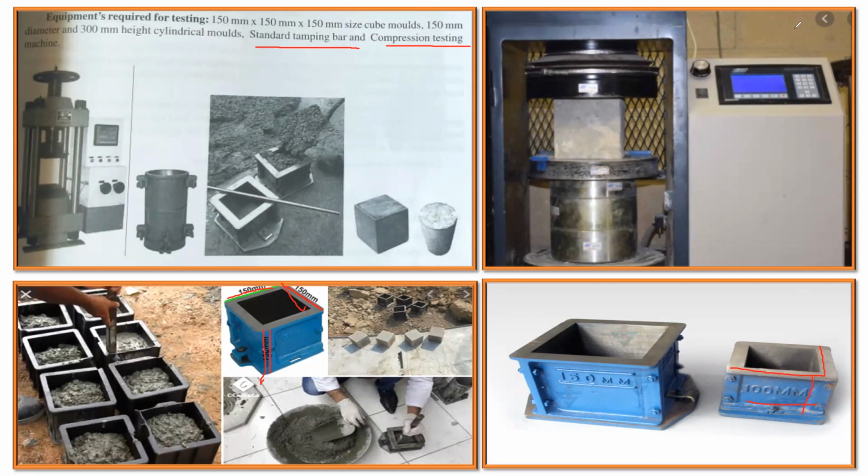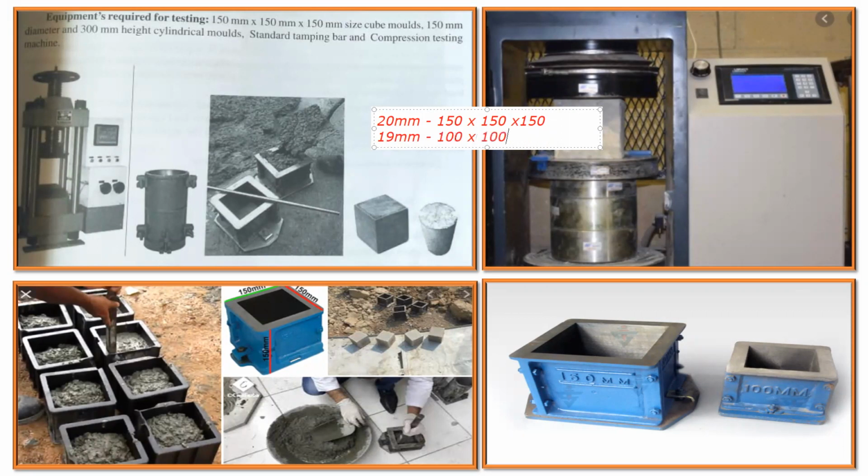Just very simple. If the size of the aggregate is 20, then we'll go with the 150 by 150 by 150 cube. And this is usually what we follow in our college labs and also in practice during execution, even at the site and everywhere. But if you're using an aggregate less than 19, then instead of 150, the code says that you can make use of a 100 by 100 by 100 size cube, right?